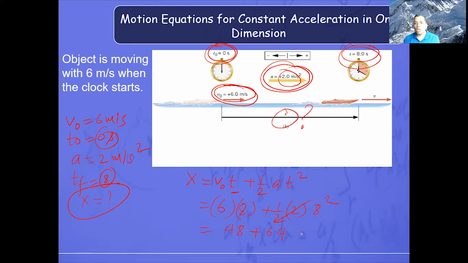Okay, so if you add them, what do you get? So 112 meters. Okay, this is the displacement you got.